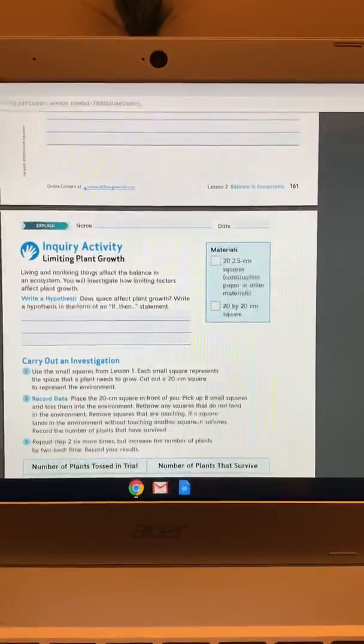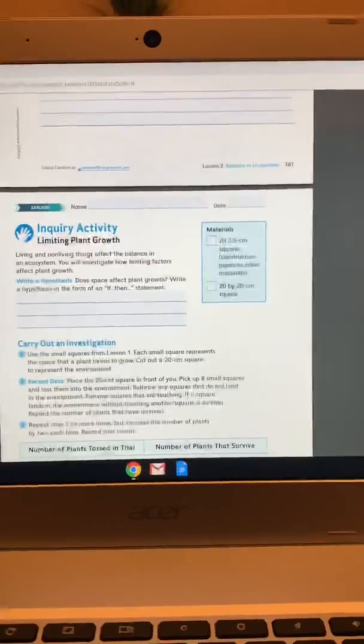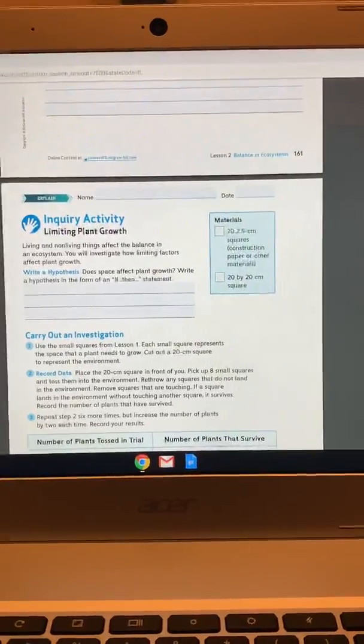Okay, fifth graders, I'm going to talk about our inquiry activity. That's going to be the first online science experiment you're going to do in fifth grade. You're going to do great.